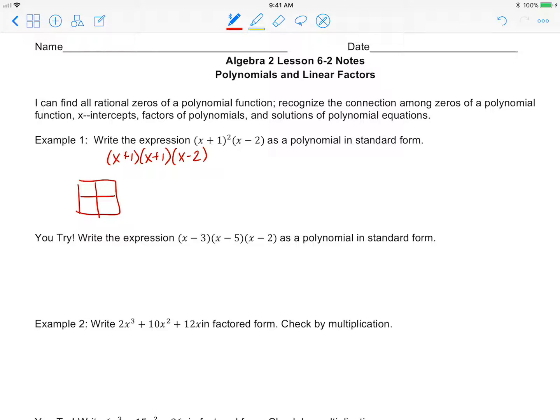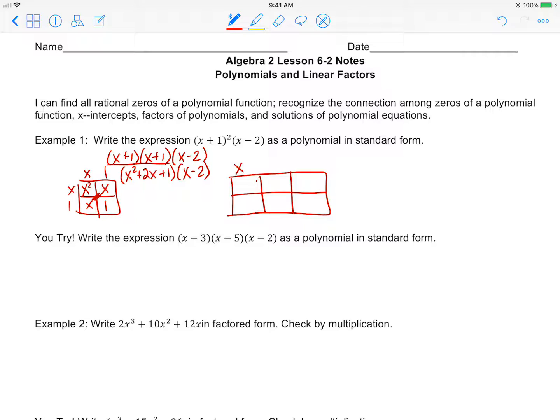So if we create a box here and put x, 1, x, 1, that will be taking care of this part. And we will get x squared, 1x, 1x, and 1. So this part is equal to x squared plus 2x, combining our like terms along our diagonal, plus 1, and then we're going to multiply that by x minus 2. So then I'm going to create another box, and I'm going to have x squared, 2x, 1, and negative 2.